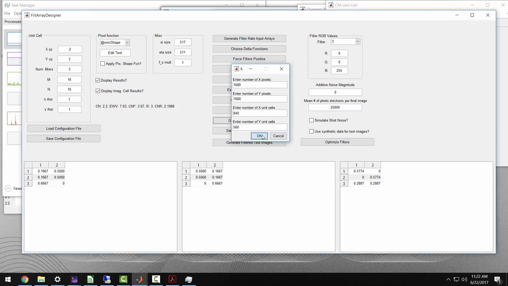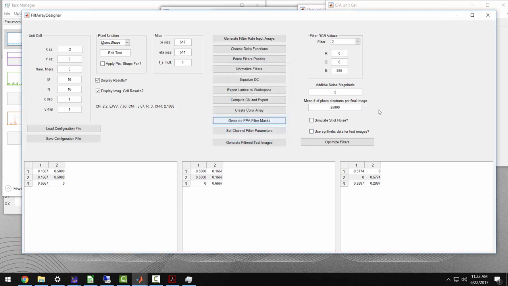So that's done. And then once you do that, you can use this generate filter test images to test your system. But first I'll go over to set the channel filter parameters. So this is not to say this filter is talking about filters in the frequency domain, not the color filters or the polarization filters.